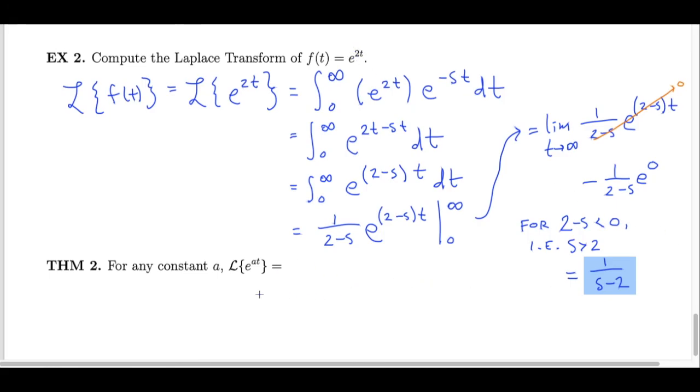So I'm going to write that here in theorem 2. It says for any constant a, the Laplace transform of e to the at will simply be 1 over s minus a. And that's our final example for this section.